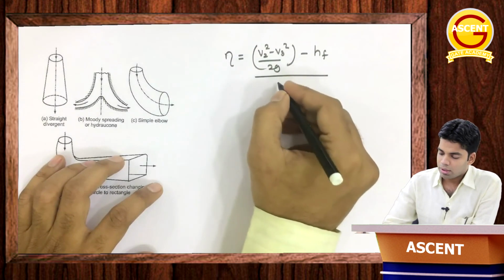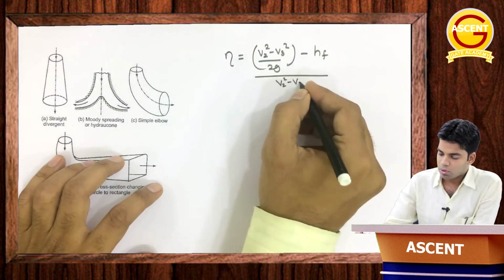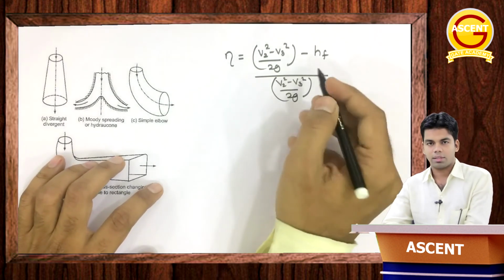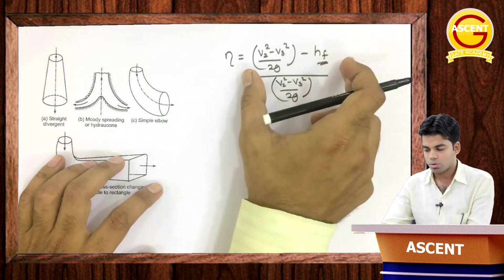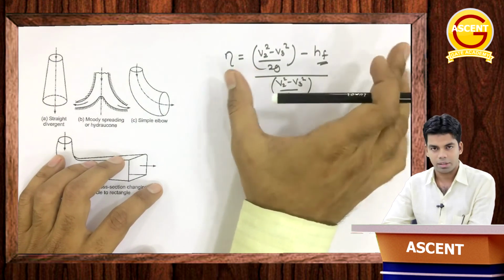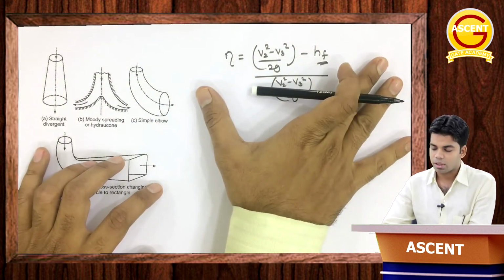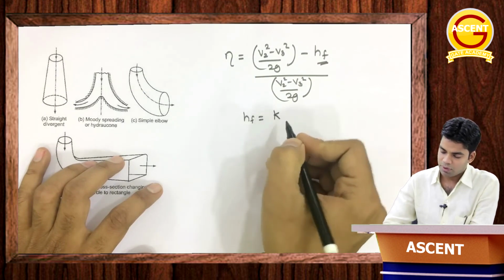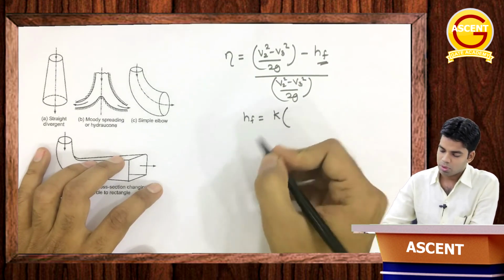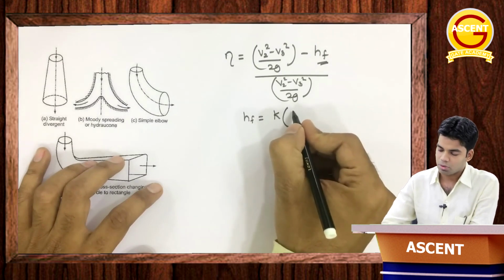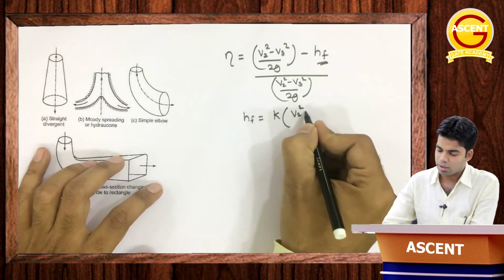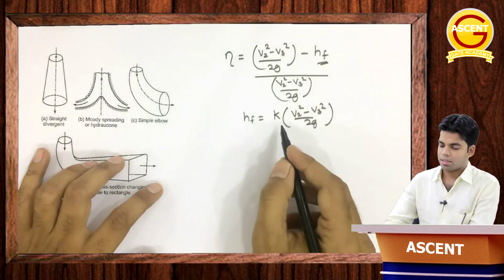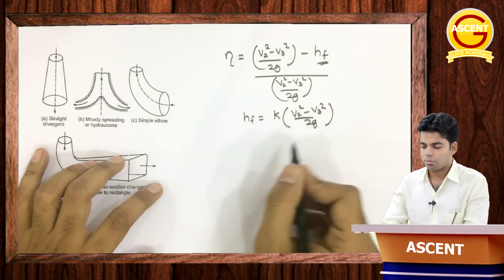And what should be the ideal conversion? This should be (V2 square minus V3 square) by 2g. This should be the ideal conversion of kinetic energy. But actually there are certain losses, so those losses will be deducted here. So this is nothing but the efficiency of the draft tube. Further, this HF can be written in the form of a friction factor, suppose K. So suppose a K factor is lost because of friction, so HF will be equal to K into (V2 square minus V3 square) by 2g.